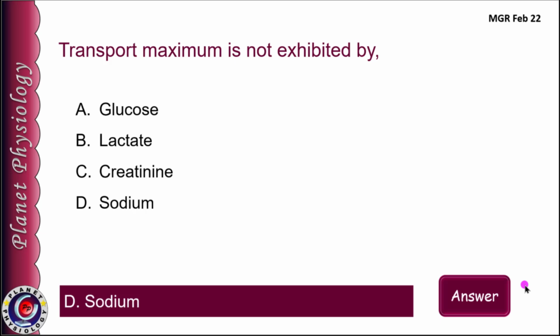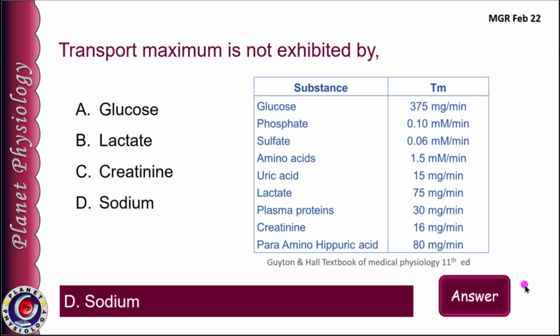In distal parts of the nephron, sodium transport exhibits transport maximum, but this maximum can be raised by hormones like aldosterone. Here is a table showing transport maximum values for various substances which are actively reabsorbed or secreted. To know more about this topic, watch my video on transport maximum.